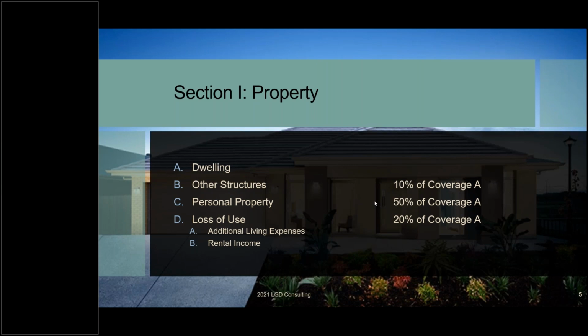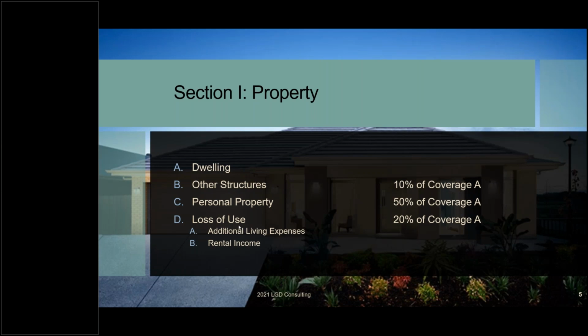Give an example. Give me a little more insight on what type of example. Example of a question. It would probably be the other structures question. Let's say someone has a separate garage, and the question asks the limit of coverage on the separate garage would be which of the following? And you need to know it's 10% of the dwelling limit. So that's kind of how that would be.